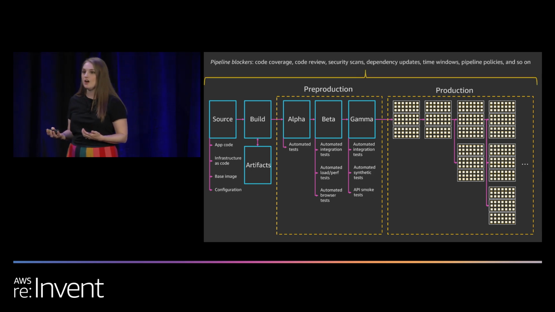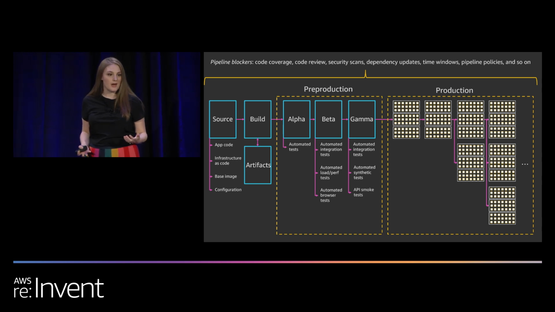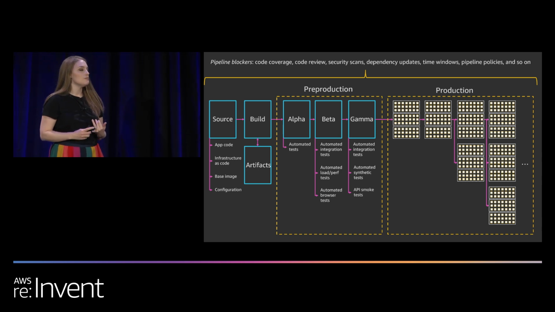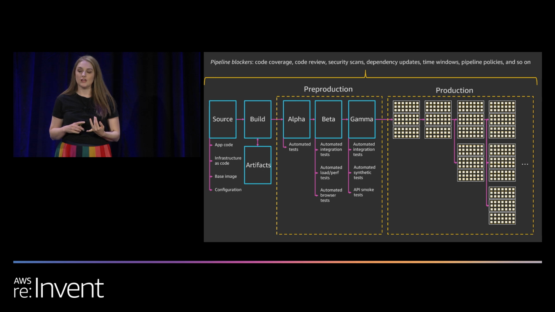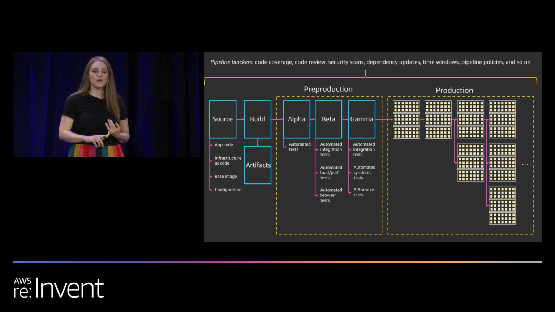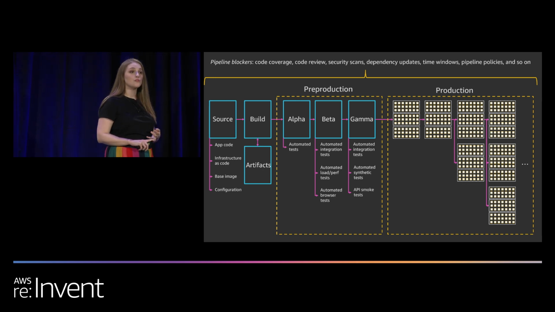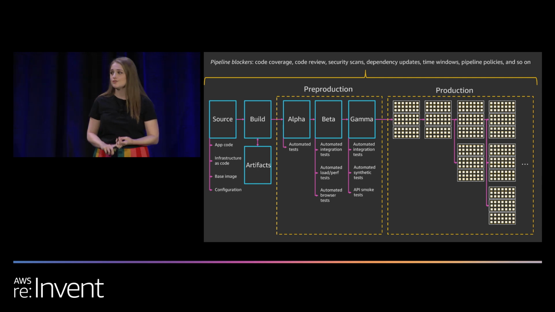And then on top of all of this, we have a lot of configuration of the pipeline, code coverage, making sure that code has hit a particular percentage of unit test coverage, code review, ensuring that every change that goes out to production has been peer reviewed.